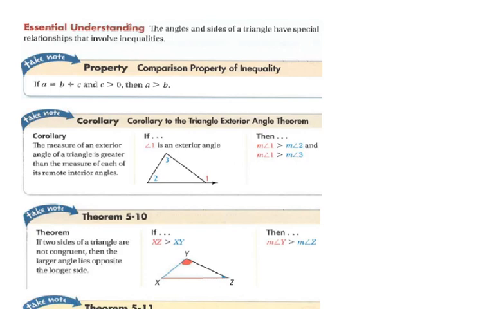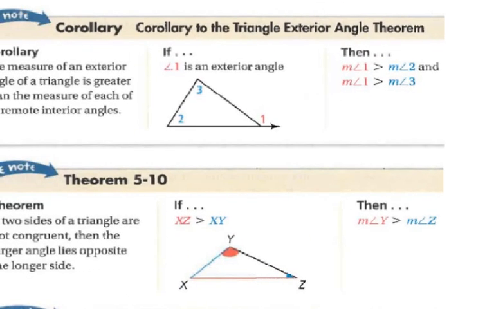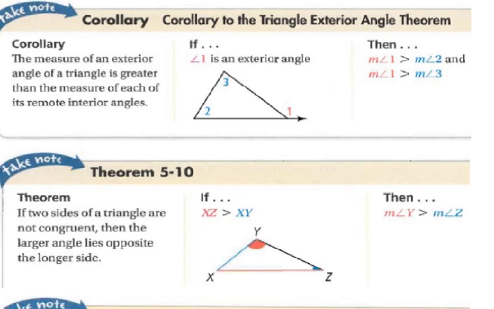The first thing that we have to go over, I think, is redundant, but it still needs to be said. These two are called remote interior angles, and they add up to this exterior angle. So whatever angle 2 plus angle 3 is, that's the measure of angle 1.